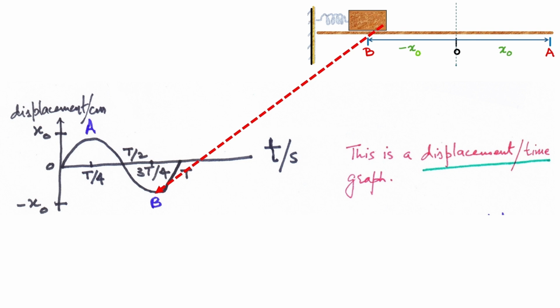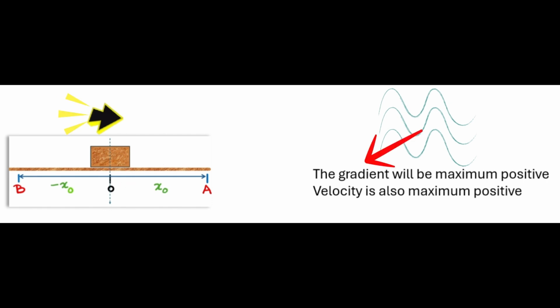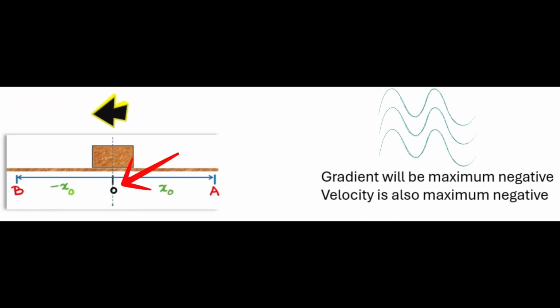And since the block is continuously accelerating and decelerating, it will be a curved graph as shown in black. At O, when the velocity is maximum while it is going towards A, the gradient of the graph will be maximum positive, whereas at O, when it is going towards B, its velocity will be maximum, but the gradient of the graph will be negative because the velocity is negative maximum.